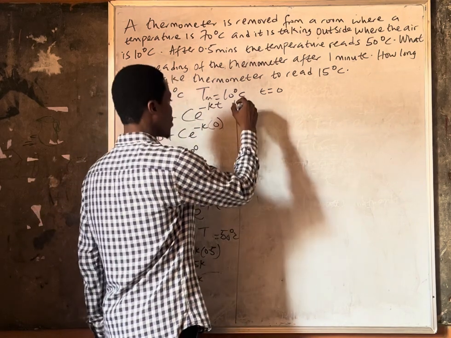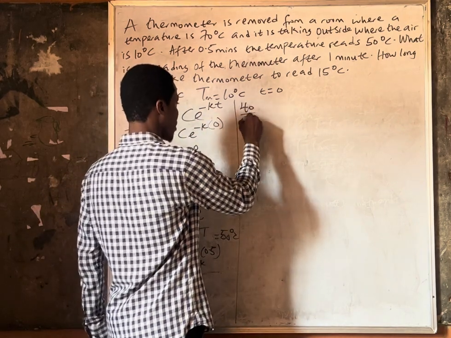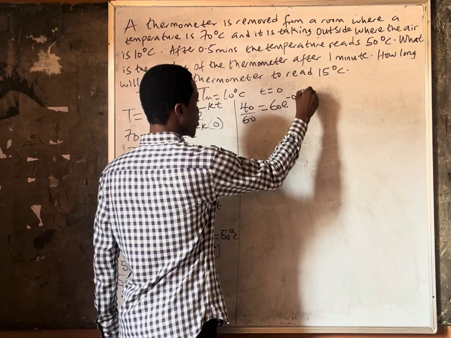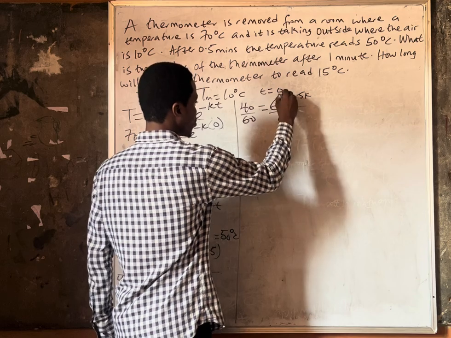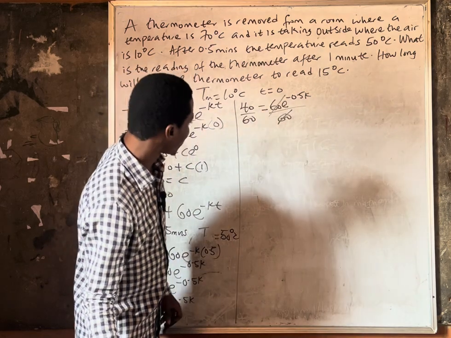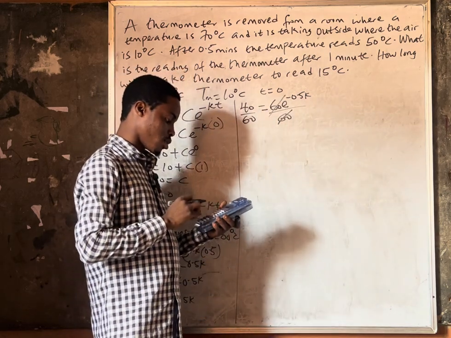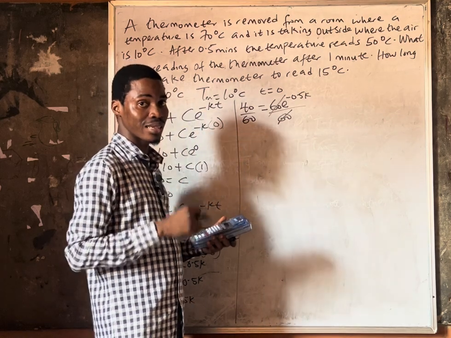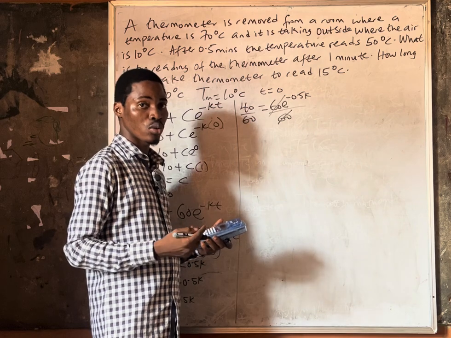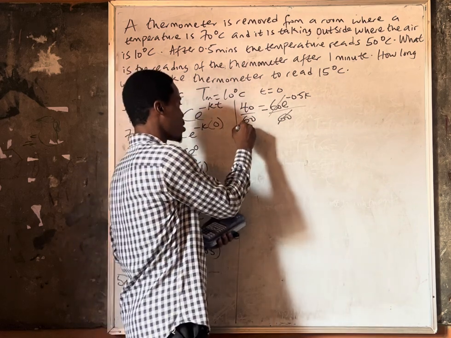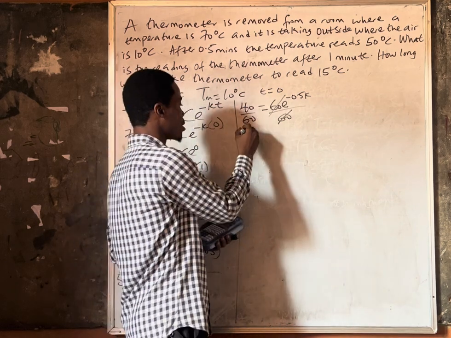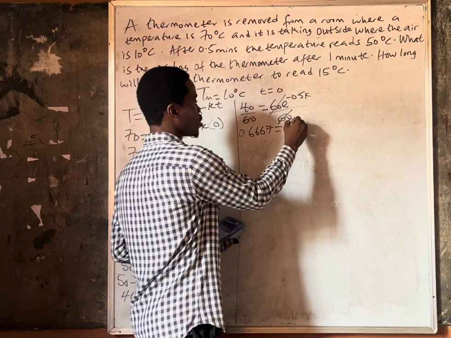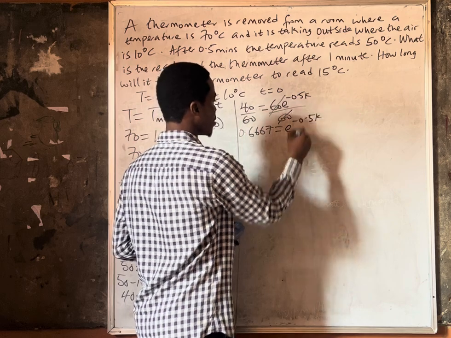So here we now have 40 over 60 is equal to 60 exponential minus 0.5k over 60. So this is able to cancel. 40 divided by 60, what are we going to get? We get 0.666666, which is a recurring number. You have to take it to the first significant figure. So 0.6667 is equal to exponential minus 0.5k.